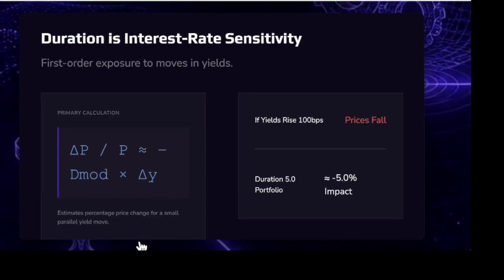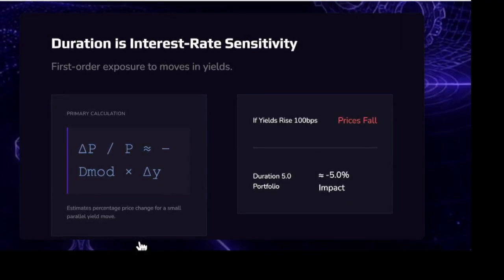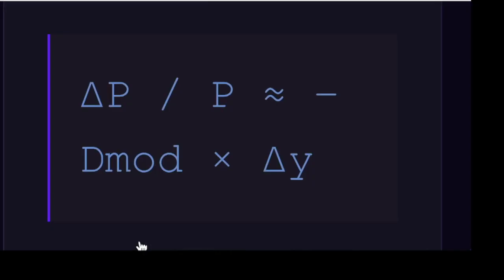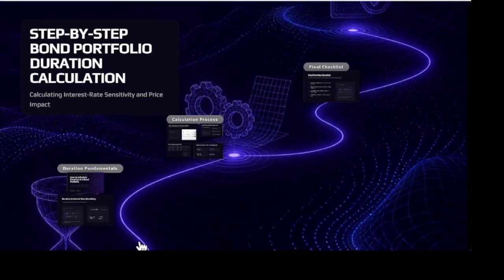Duration is a measure of interest rate sensitivity. It estimates the percentage price change for a move in yields. The primary formula shows that the price change is roughly equal to the negative of modified duration times the yield change. For a portfolio with a duration of 5, a 100 basis point rise in yields results in a 5% price decline. So far, we've looked at duration fundamentals.